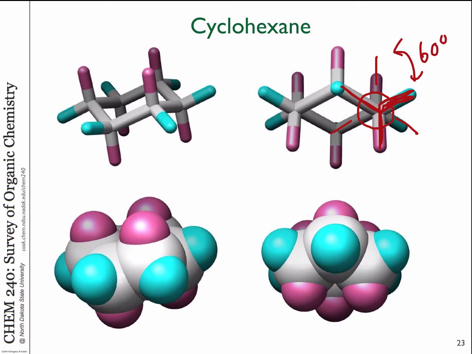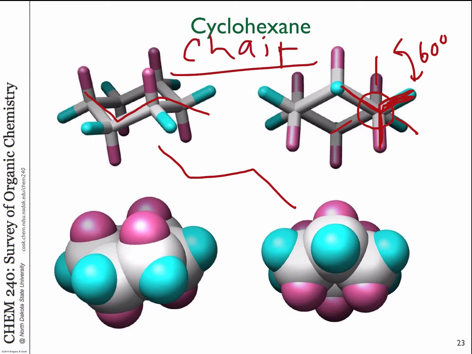Now, I should tell you what we refer to this as. Notice the shape of this ring compound is not flat. It's puckered, up on one end and down on another end. It kind of resembles a lawn chair, if you will. And so we refer to this as a chair conformation, the cyclohexane chair conformation, in this orientation.